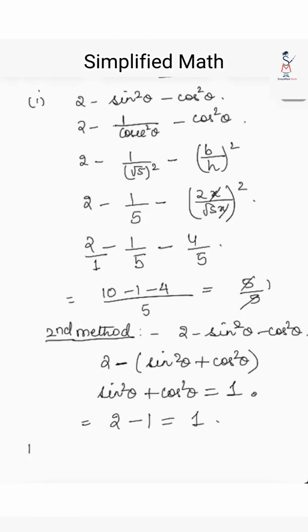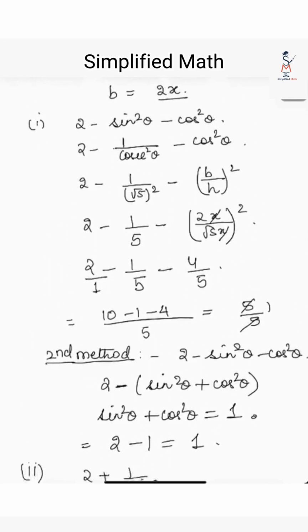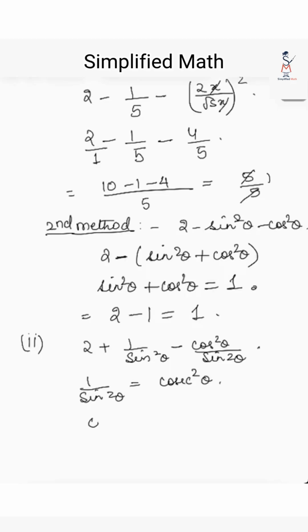Fine. Now we will take the second one. What is the second one we have to find? That is 2 plus 1 by sine square theta minus cos square theta by sine square theta. Fine. 1 by sine square theta is cosec square theta, because cosec is the reciprocal of sine, and cos square theta by sine square theta is cot square theta.